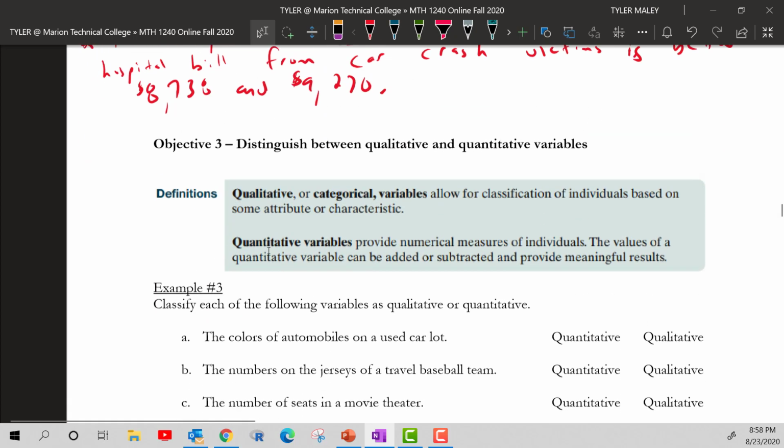All right, so the next objective is being able to distinguish between what we call qualitative and quantitative variables. So qualitative variables, or sometimes referred to as categorical variables, allow for a classification of individuals based on some attribute or characteristic, where a quantitative variable provides a numerical measure of individuals. The values of a quantitative variable can be added or subtracted and provide meaningful results.